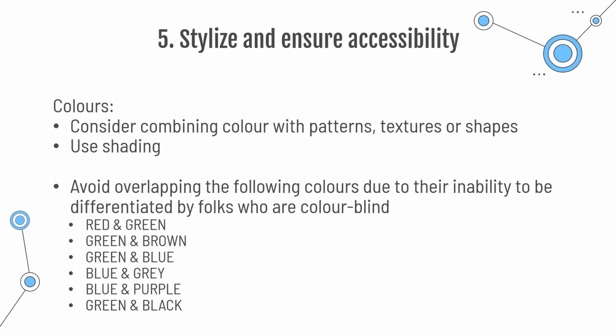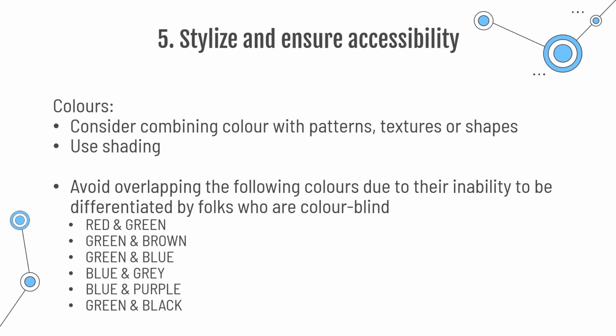The next step after integrating appropriate visual elements and removing any chart junk is to stylize your graphic and ensure that it is accessible to different audiences. So when you're choosing different colors to include in your graphic, firstly, consider combining the color element with patterns, textures, and or shapes to help differentiate the element with something else besides color. As well, consider using shading to ensure that the graphic is accessible if it's viewed in black and white or printed in black and white.